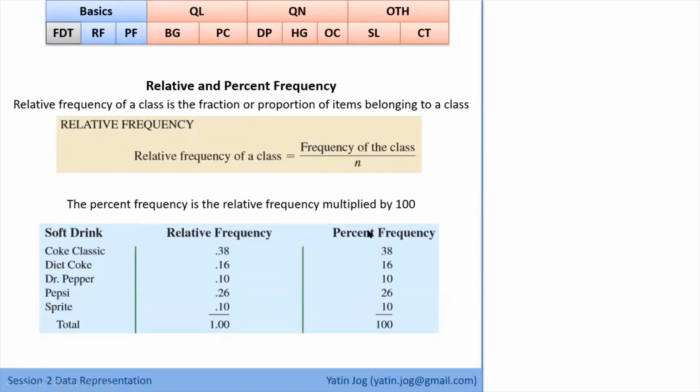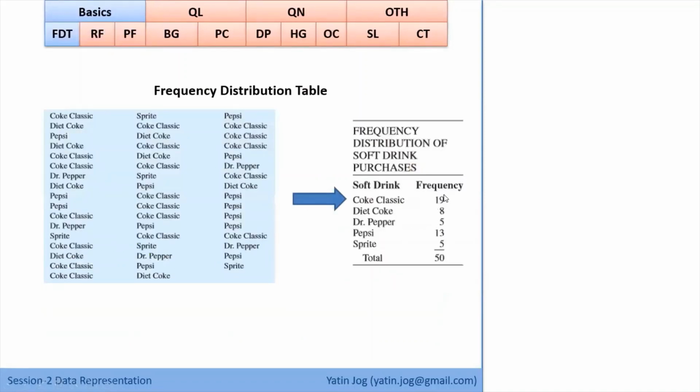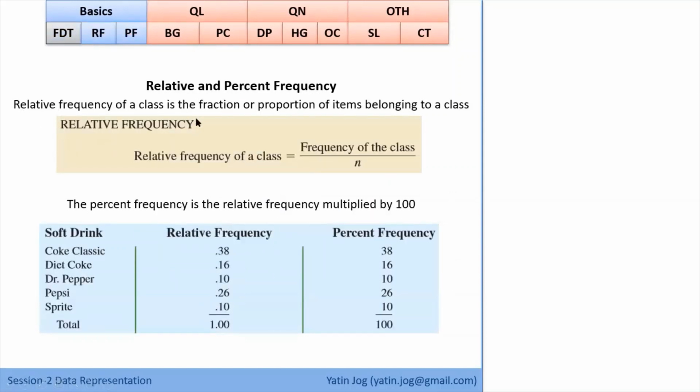So the frequency of the Coke Classic is 19, divided by total is 50. So 19 upon 50 will be the relative frequency of Coke Classic. 8 upon 50 will be the relative frequency of Diet Coke. 5 upon 50 will be the relative frequency of Dr. Pepper, and so on. So relative frequency of a class is the fraction or proportion of items belonging to the class. So what is the fraction of Coke Classic to the total number of items? The fraction is 0.38. Likewise, the fraction of Diet Coke to the total number of observations is 0.16, and so on.